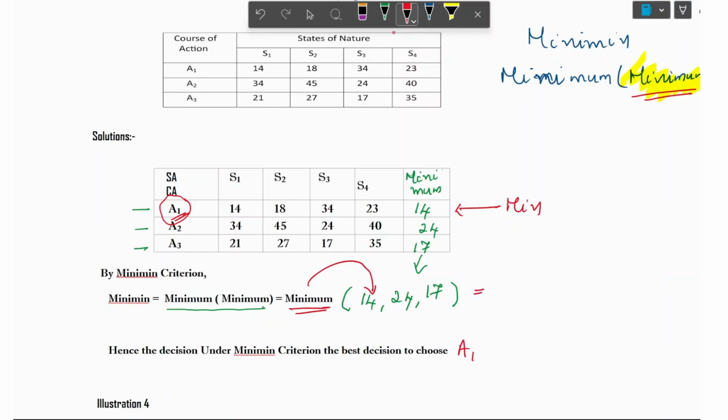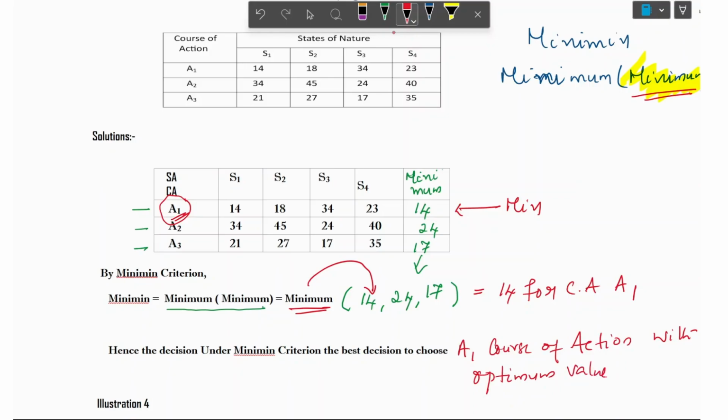Here first we'll write the values. 14, for course of action just completed, A1. Then write: choose A1 course of action with optimum value. That is the value which we choose. Optimum value is 14. Therefore, this is the way you can conclude the question, that is for Maximin, Maximax and Minimin. In these 3 criteria, it is the same way.